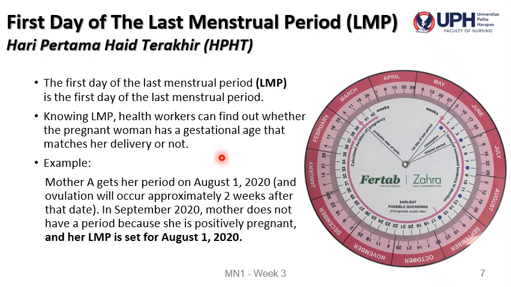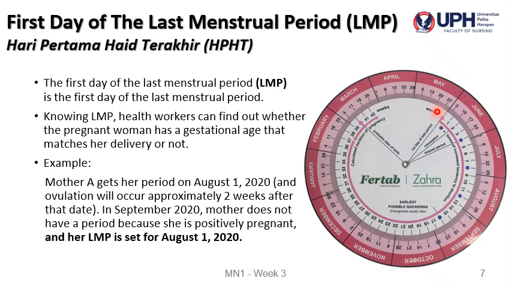or not. For example, the mother actually gets her period on August 1st, 2020, and the ovulations occur approximately 2 weeks after that date. And in September, the mother does not have period because she's positively pregnant. So we are going to say that her LMP is set for August 1st, 2020. And here is the calendar.